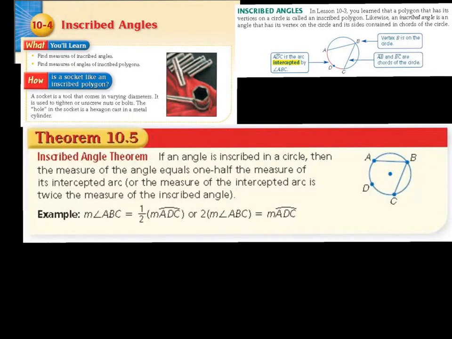If an angle is inscribed in a circle, then the measure of the angle equals 1/2 the measure of its intercepted arc, or the measure of the intercepted arc is twice the measure of the inscribed angle.